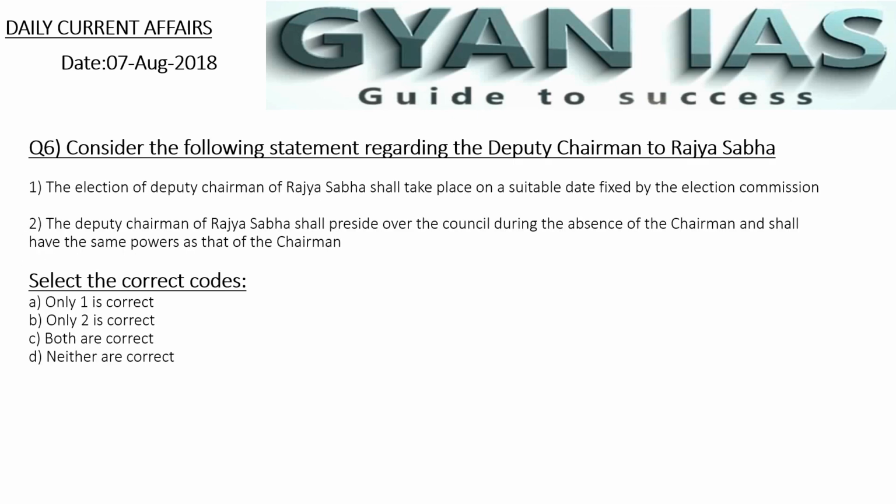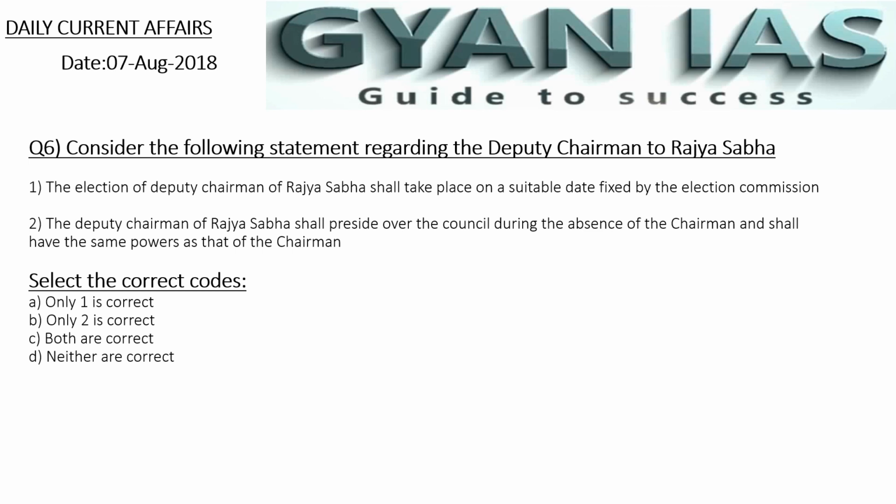The sixth question for today is: consider the following statements regarding the Deputy Chairman of Rajya Sabha. I have selected this question because there is an election going to happen for the Deputy Chairman of Rajya Sabha. The first statement: the election of Deputy Chairman of Rajya Sabha shall take place on a suitable date fixed by the Election Commission. This statement is very tricky because as soon as we see election, we choose Election Commission, but this is a wrong statement because the date for the election of Rajya Sabha Deputy Chairperson is fixed by the Chairman and not the Election Commission.